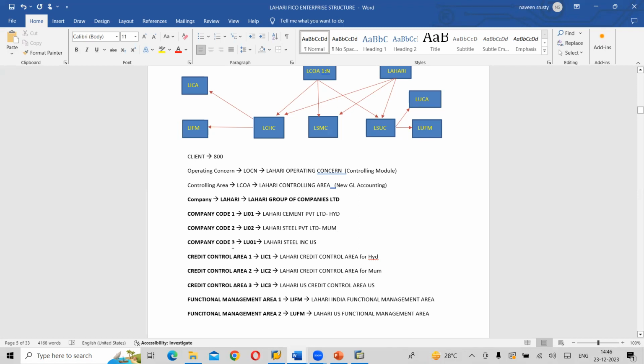Next one, company code 3, which is in US: LU01. L stands for Lahari, U stands for US, the first company in US. If they want to open any other companies in US, they will continue with LU02, LU03 like that. So Lahari Steel Inc. US. As I said, here we call it private limited or public limited; in US they call it incorporation. So this is a US company code.